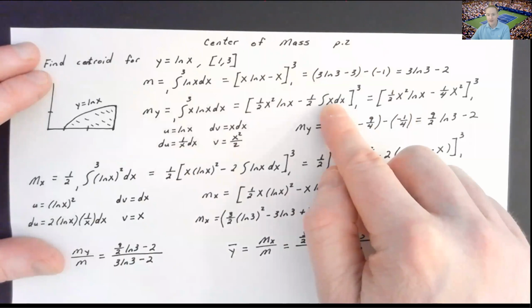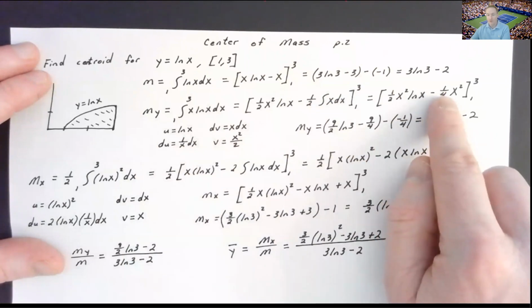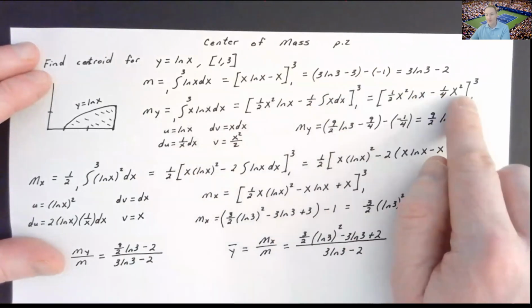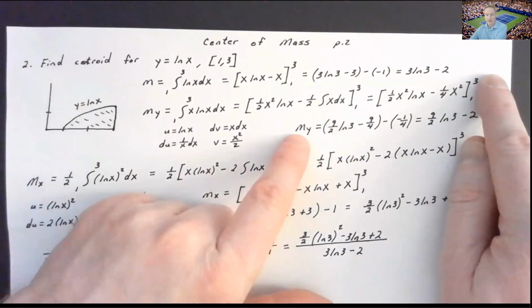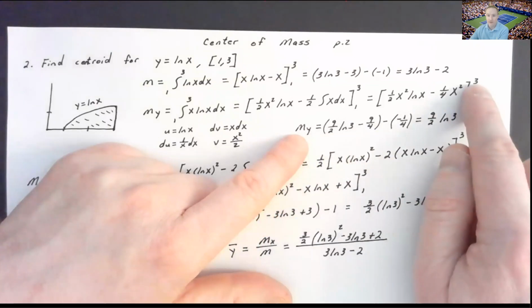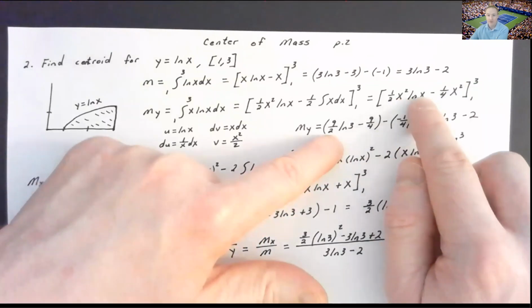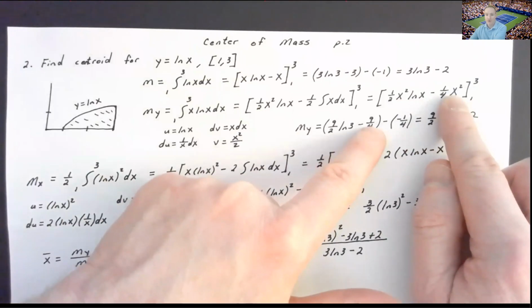Now, when I integrate x, that's going to give me a 1/2 x squared, which multiplies the existing 1/2 to give me minus 1/4 x squared. Now I do evaluate all of this group from 1 to 3, and I did that below. I said the moment about the y-axis here is going to be 9 over 2 natural log of 3, and then I would get minus 9 over 4.